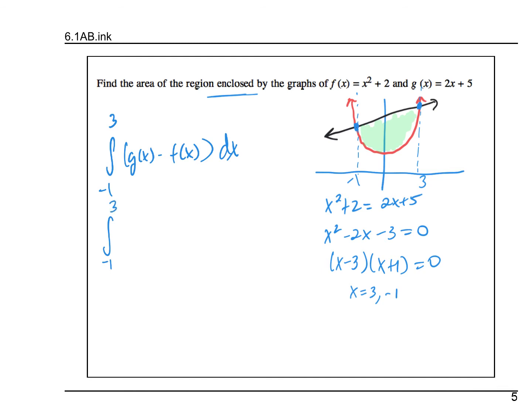G is 2x plus 5 minus, I only really need parentheses around my F, so I distribute that minus sign. So then in my calculator, I would have a negative x squared plus a 2x plus a 3, integral from negative 1 until 3.